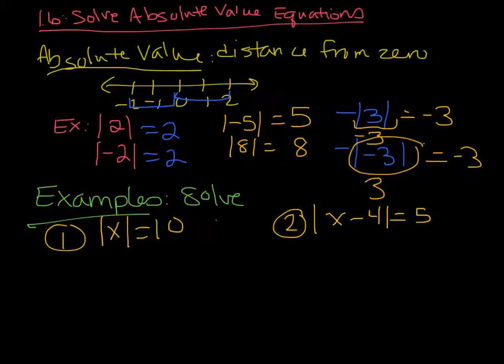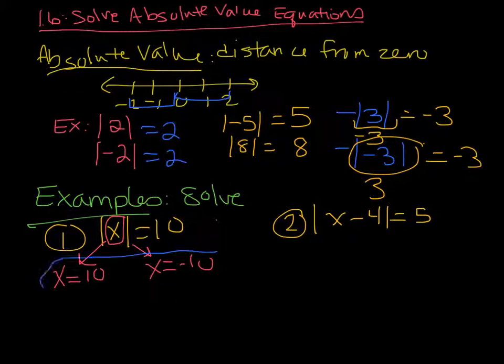So my first example, I have absolute value of x equals 10. In this case, the stuff in the absolute value bars, the x, can either be x equals 10, or it can be x equals -10. Both of those answers are acceptable. They will both work. So that's my answer.